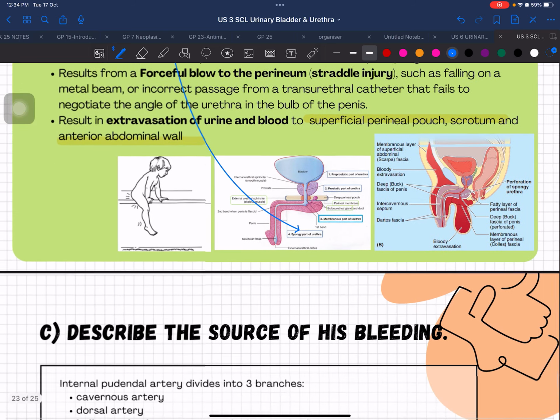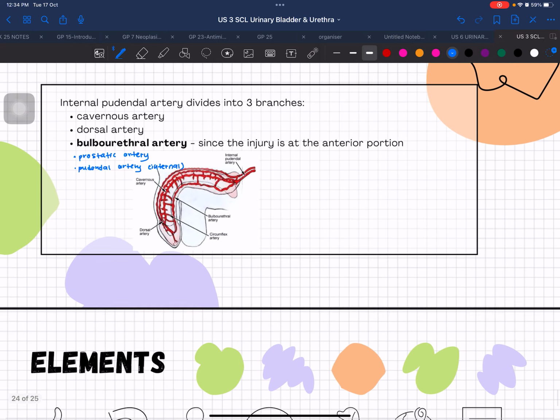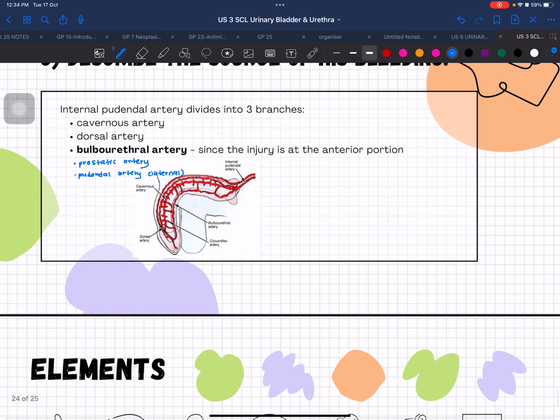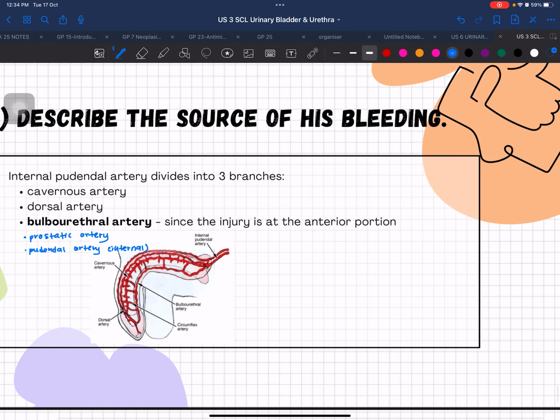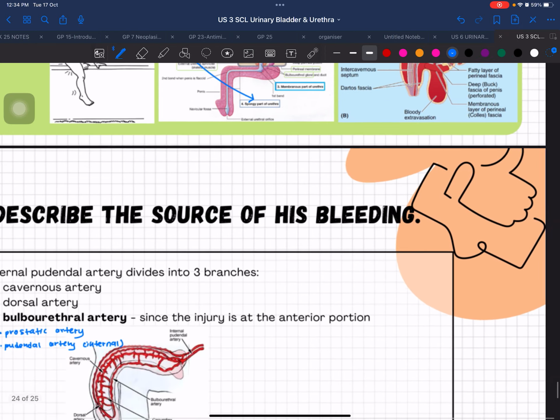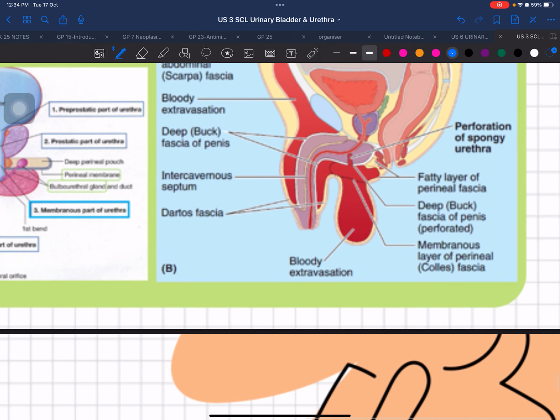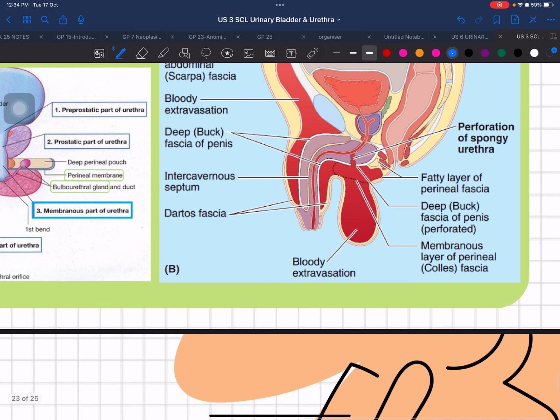Perhaps you are still not sure about this fascia thing, so you need to read it together with the module for you to really understand the whole thing. How do we spell the fascia? FASCIA. No, the front part, Buck's fascia. BUCK. Buck's fascia.